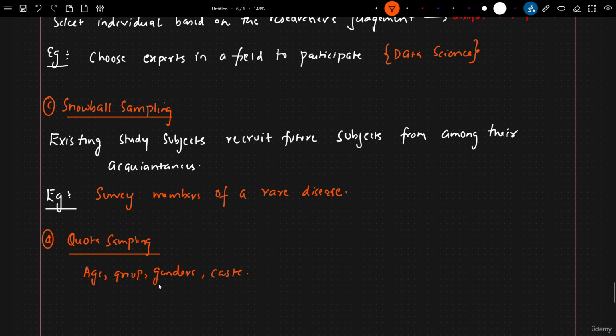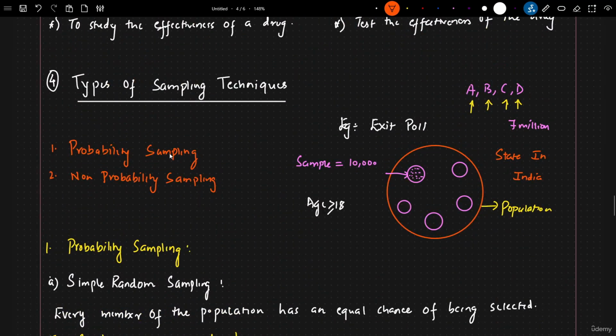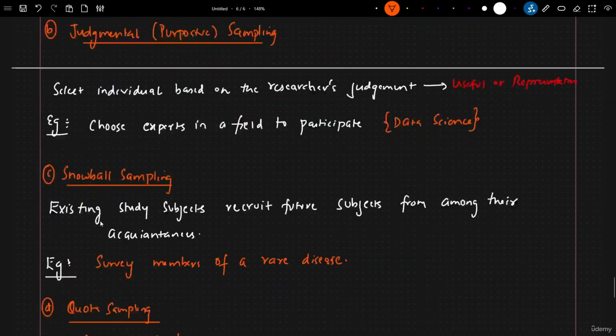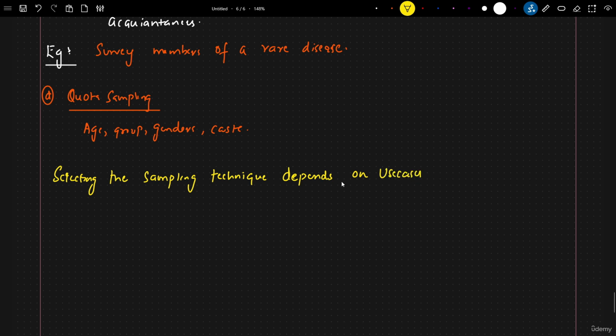So these are most of the sampling techniques that we have discussed. But now the question arises, Krish, what kind of sampling technique do you have to select? It completely depends on the use cases. That is the reason I've given multiple examples. Selecting the sampling technique depends on use cases. But you really need to understand the differences between all the sampling techniques, then only you will be able to understand it.